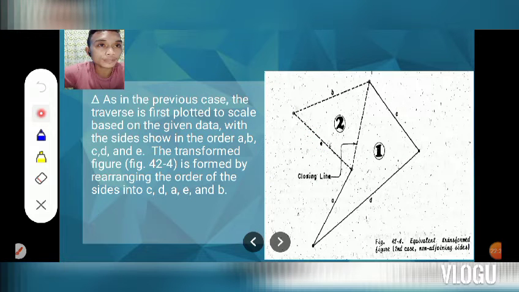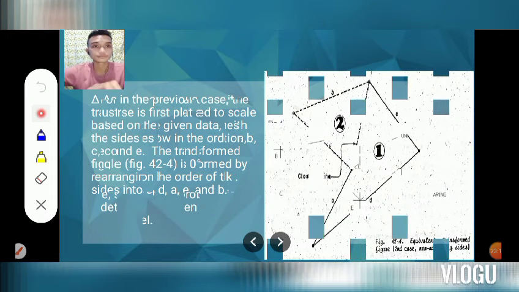Then from here, we put the closing line between the endpoints of B and E to make the closing line, since our known values are the values of C, D, and A. So, this is the equivalent transform figure, second case, non-adjoining sides. Next.